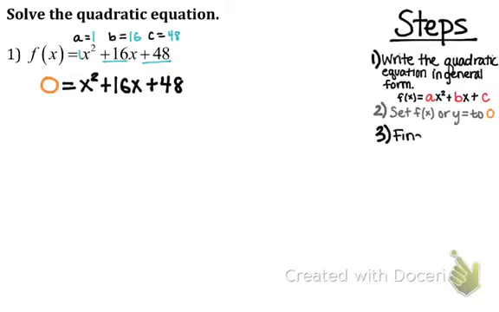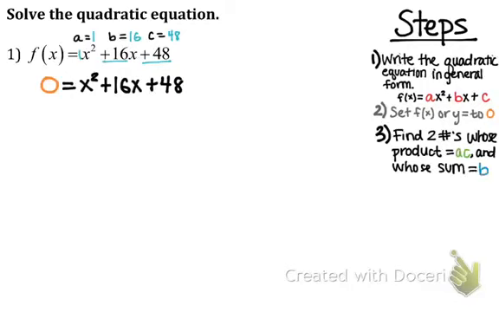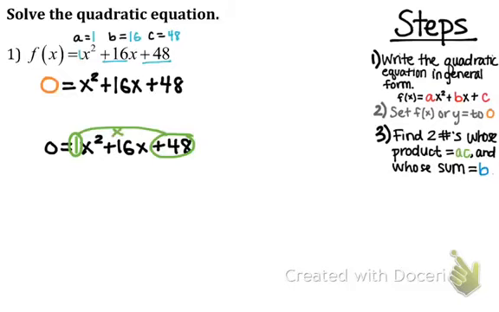Okay, on to the next step. We are going to find two numbers whose product is equal to a times c and whose sum is equal to b. So what does that look like? First we need to identify what a times c is. Our a value is 1. We're going to multiply that a value by our c value, which is 48. So 1 times 48, and we're looking for two numbers that have the product equal to 48.